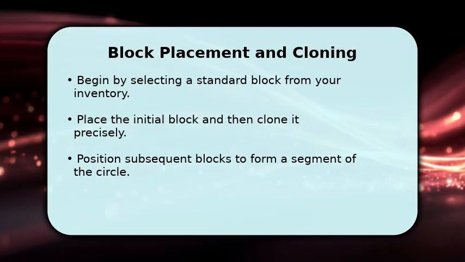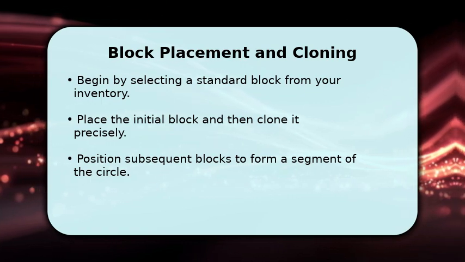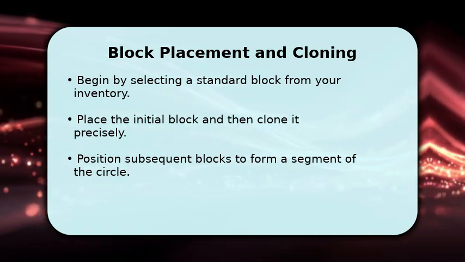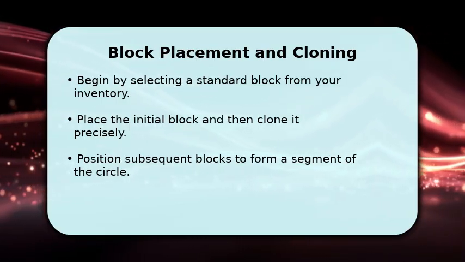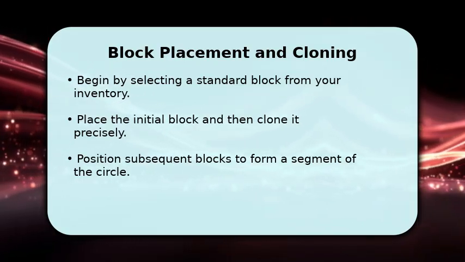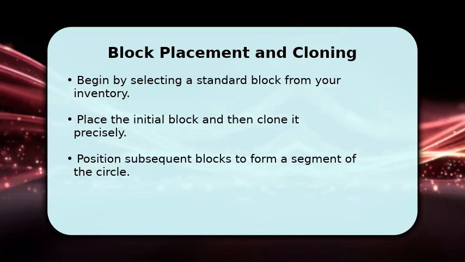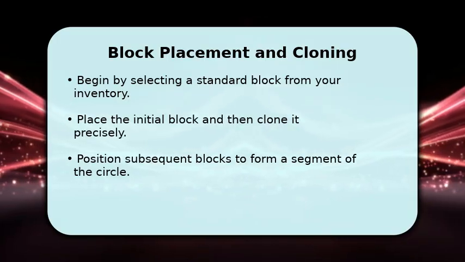To start, choose any block type, like a wood or stone block. Place your first block, then use the copy function to duplicate it. Carefully position this second block adjacent to the first, creating a small gap or overlap depending on your desired circle thickness. Repeat this process, laying down several blocks to establish the initial curve of your circular shape.